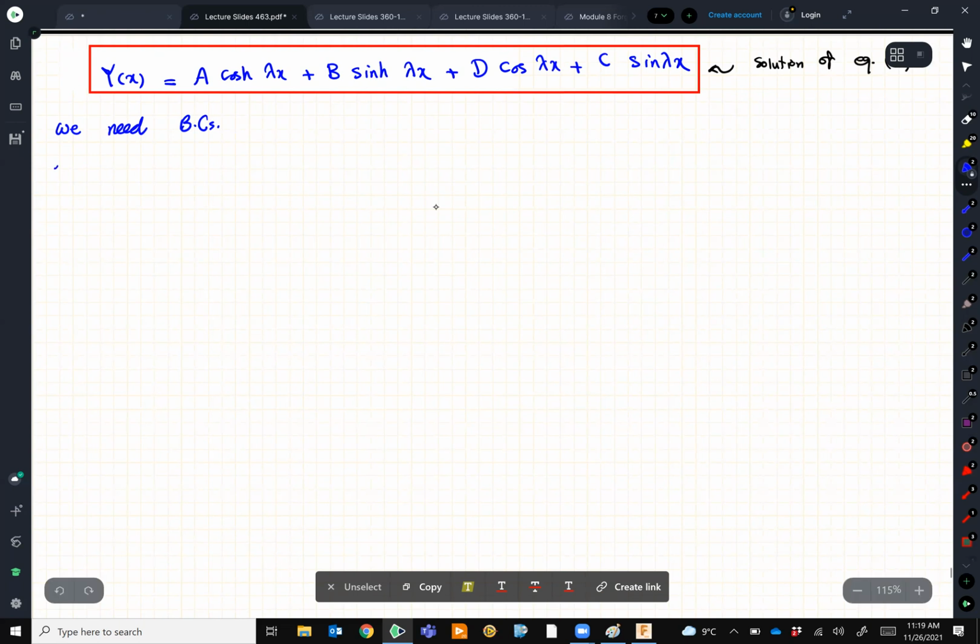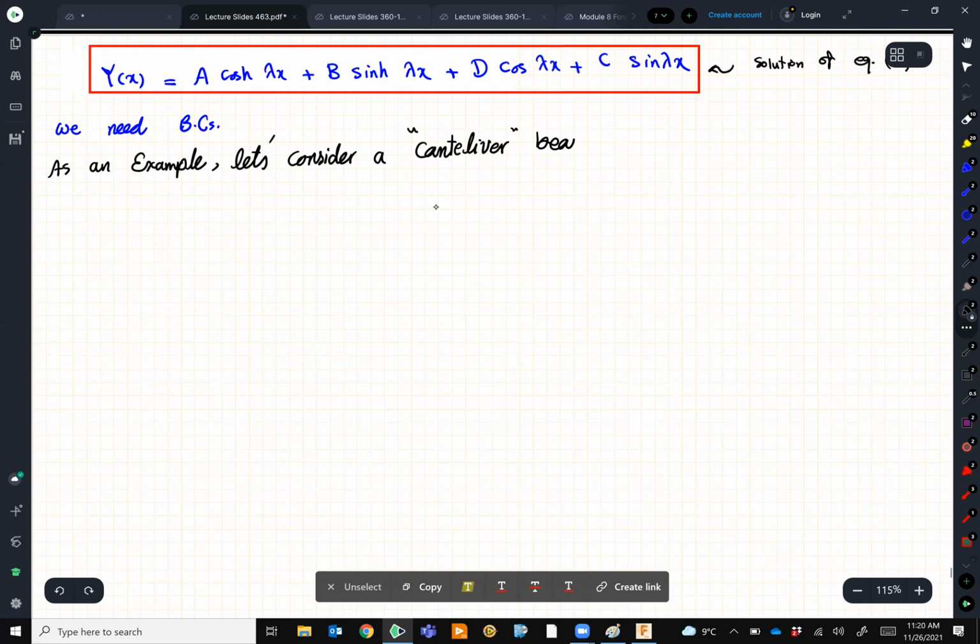So as an example, let's consider a cantilever beam. But in future, you may be asked to do it for a different beam. If you know how to do it for this beam, then it can be applied to any other beam. So a cantilever beam, we'd better draw one. So we figure out what the boundary conditions are.